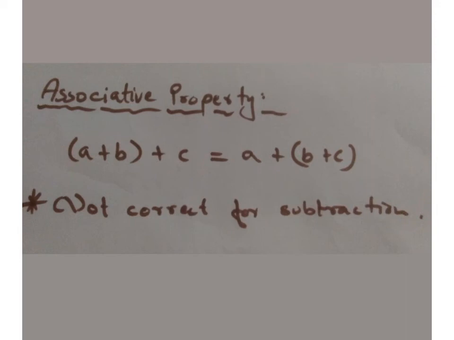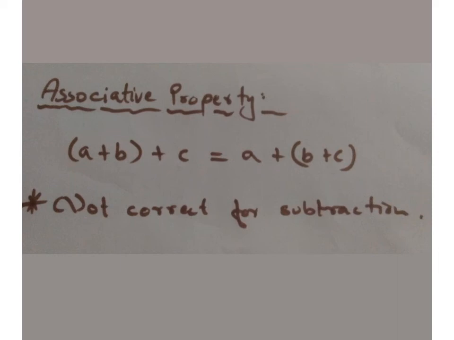So in mathematical terms, we can write A plus (A plus B plus C) is equal to A plus (B plus C). That means if you add A and B, whatever answer you find, if you add that answer to C, the answer will be same as if you add B plus C first, then add the answer to A. So irrespective of the order of addition, the answer will be same.